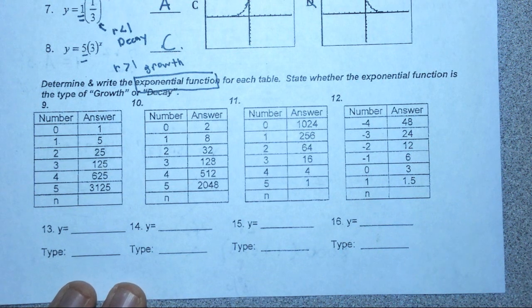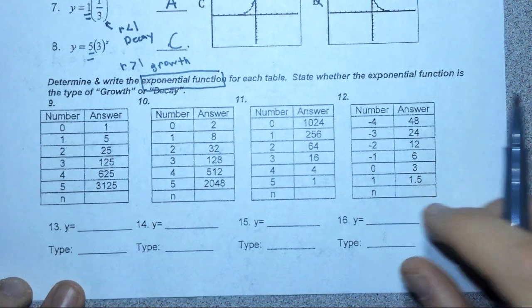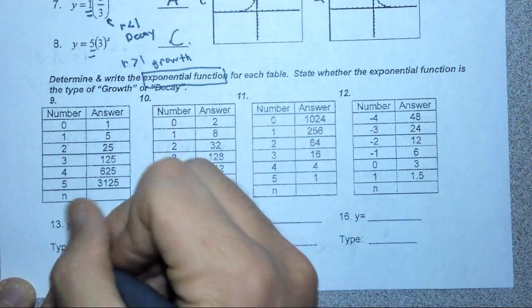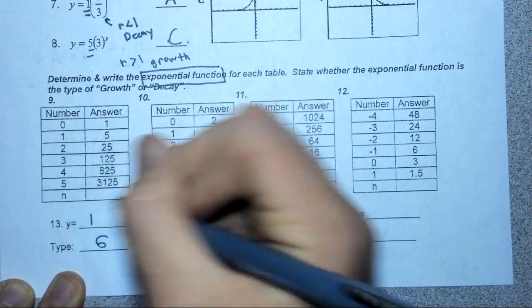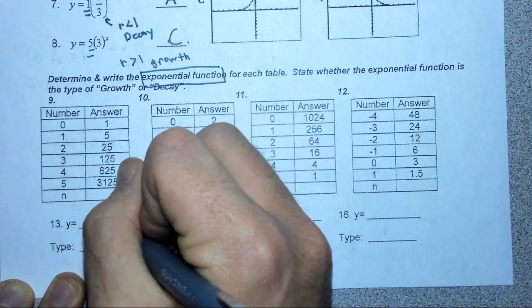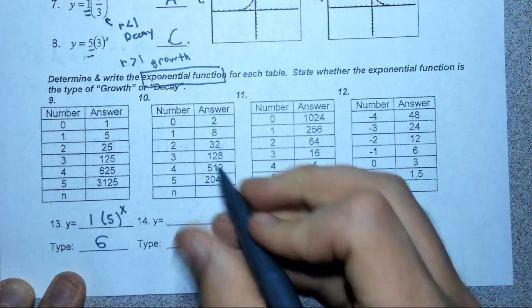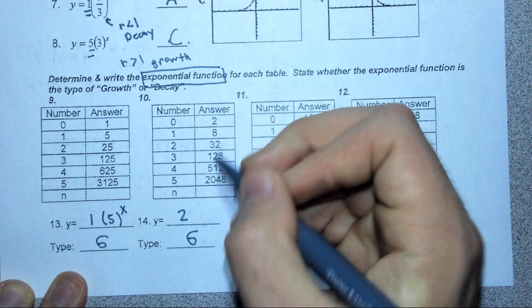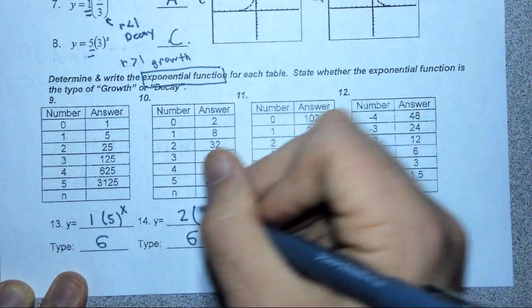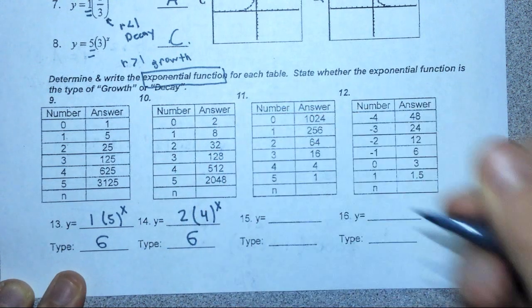Or you can just look at the tables and find out. And that's what I'm going to do. I know that this one is growth because it's getting bigger. I know that my initial amount is 1, and I'm multiplying by 5 each time. So this is 1 to the 5. This one, again, is growth because I'm getting bigger. My initial amount is 2, and I'm multiplying by 4 each time, so my rate is 4.